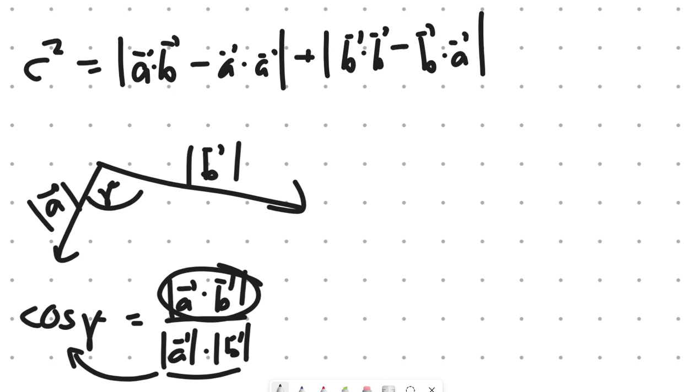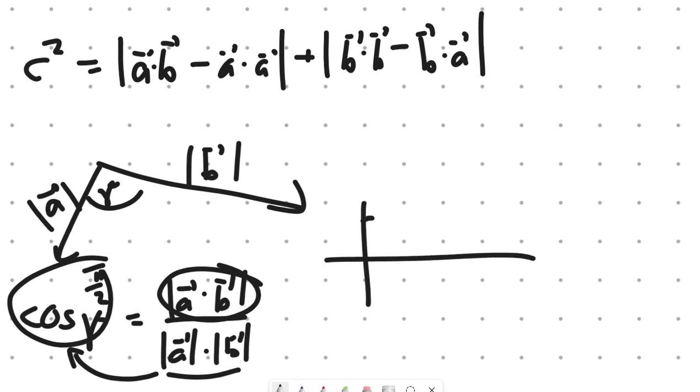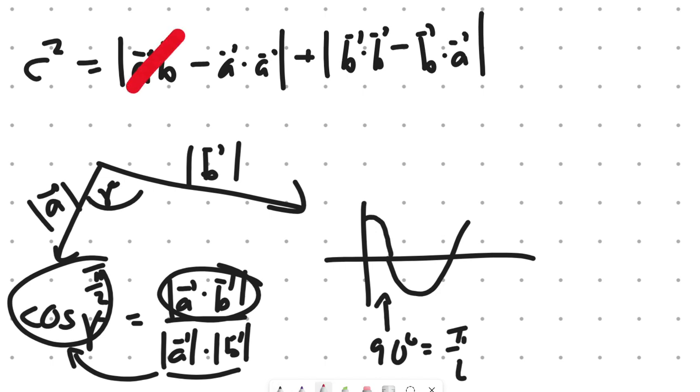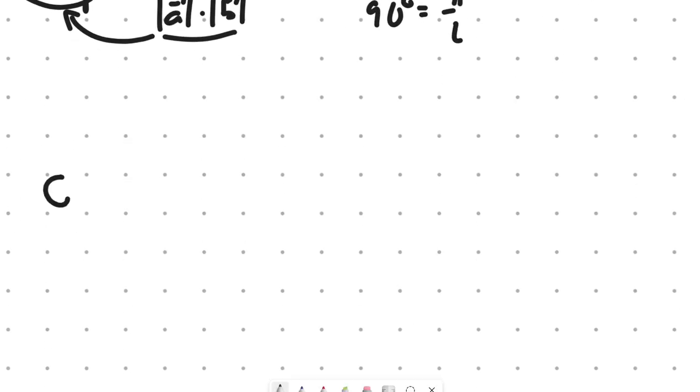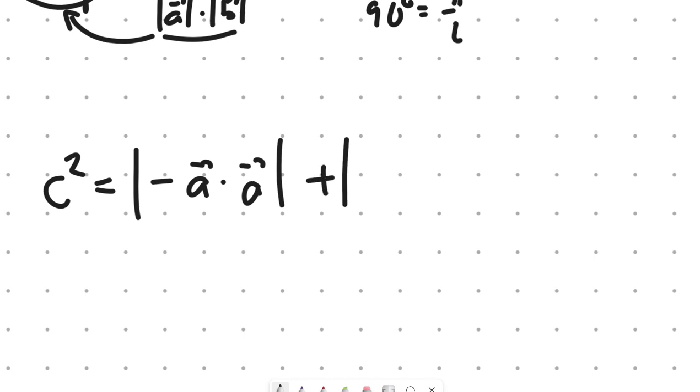Now if gamma is 90 degrees or pi over 2, cosine of pi over 2, if we look at the graph, cosine starts with 1 and slows down and goes down to 0 at 90 degrees, or in radians, pi over 2. So 0 times anything will be 0. So every time you have an angle of 90 degrees or 270 degrees, which is just the negative of the scalar product, you'll get 0. It means that this is going to be 0 and this is going to be 0, and we're going to have that c squared is equal to negative the scalar product of a times the scalar product of a plus the absolute value of the scalar product of b times the scalar product of b.